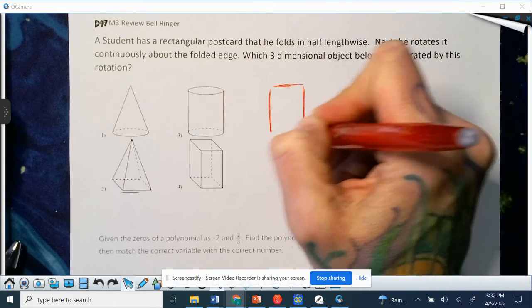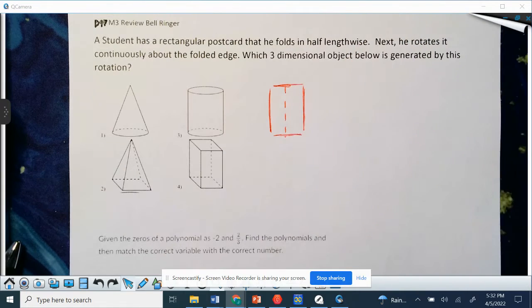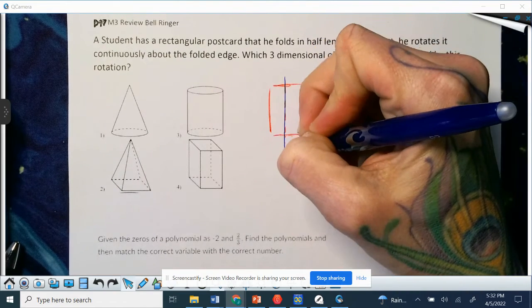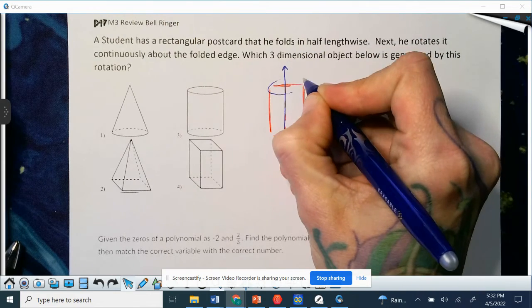So if this is my postcard, if he folds it in half lengthwise, that means he's going to fold it in half here. And then he rotates it continuously about that folded edge. That means he's rotating it along this line. And it's going to be doing one of these.